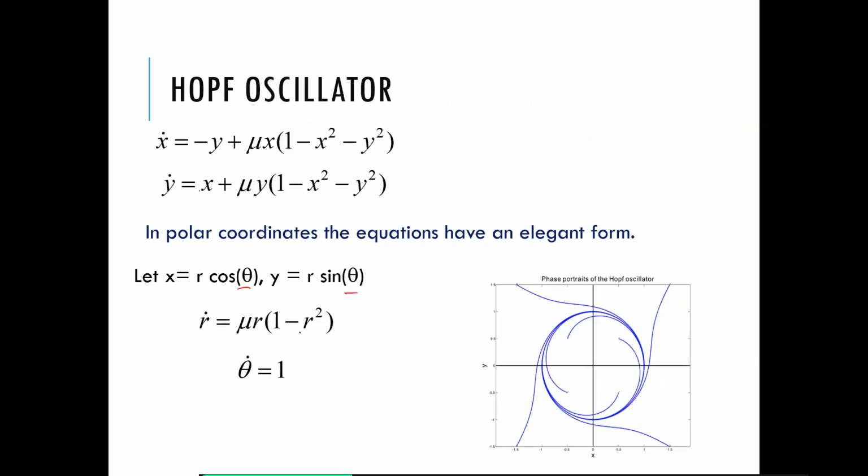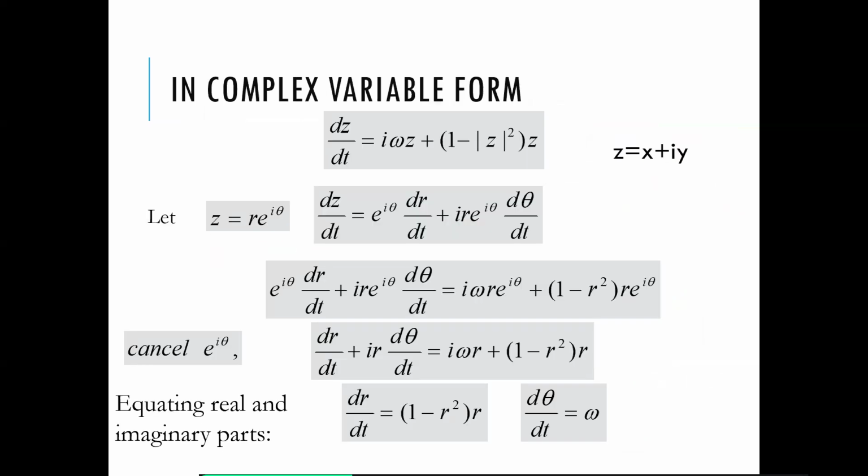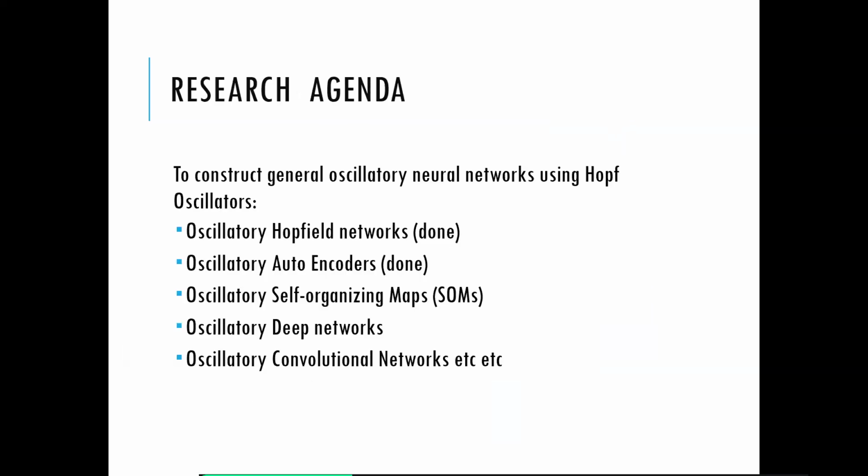It's a very convenient oscillator model because in Cartesian coordinates it looks pretty complicated, but if you go to polar coordinates, very simple. The beauty of Hopf oscillator is when you express it in complex variable terms, it reduces to a single equation, which is very elegant, very simple. And what we'll do now is we'll use the Hopf oscillator as the basic unit, and start constructing networks. Right, and so what we'll do, we will construct first certain generative networks, and then we'll construct deep oscillating neural networks at the end of this talk.